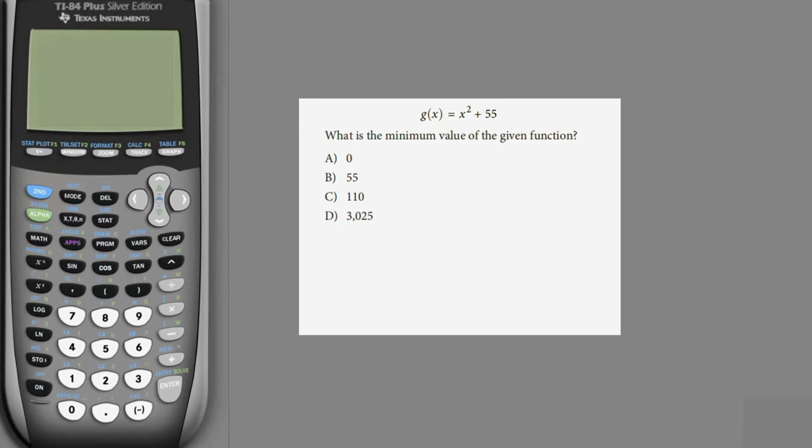In this video, we are going to learn how to solve this short math question easy and fast. So let's get started. The question says, what is the minimum value of the given function? We have g of x equals x squared plus 55. For this kind of question, you don't necessarily need a calculator to solve it. You just need basic understanding and you will be good to go.